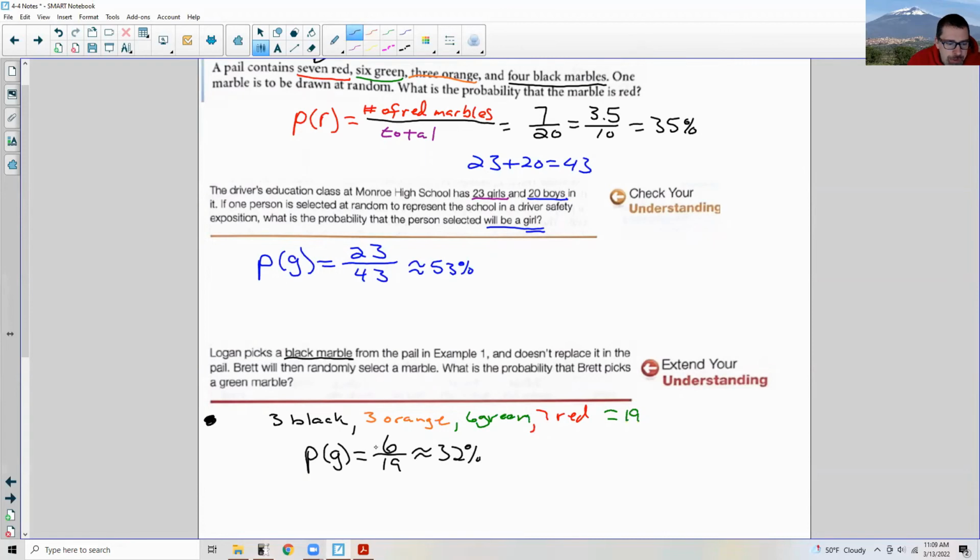Okay, but it doesn't ask that. So usually what you do is just leave it in fraction form. Same with up here. So those are the 2 understandings.